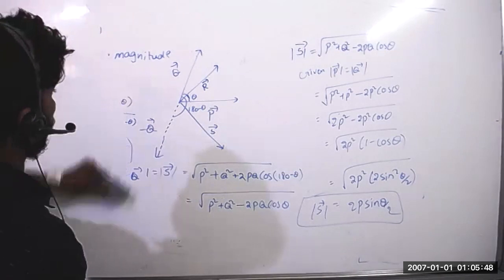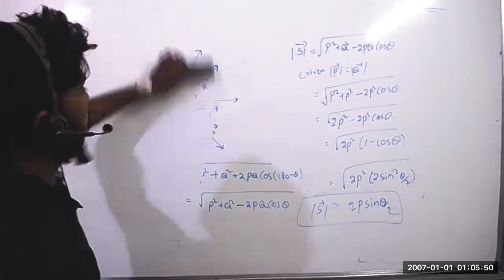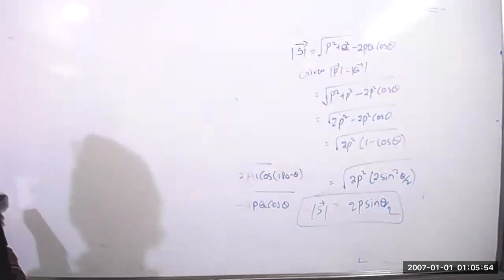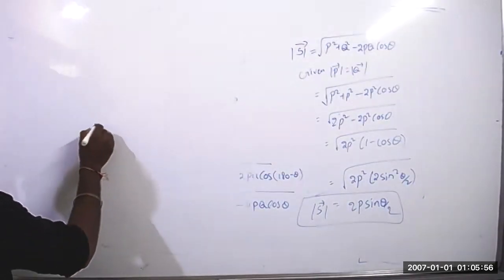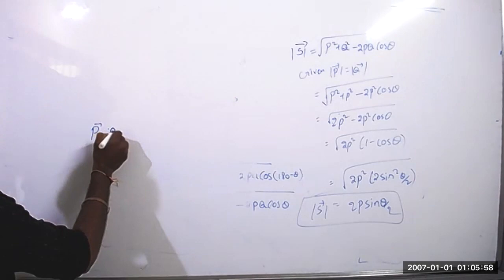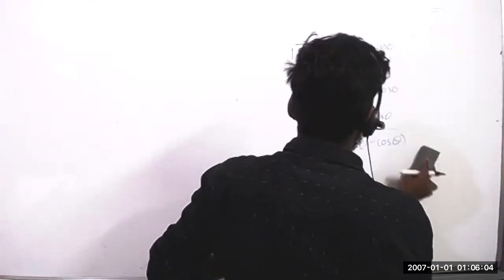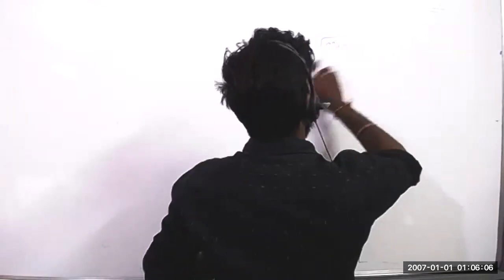Sir, is there P bar into Q bar and P bar by Q bar? Yeah, it is the dot product and cross product. After completion of this topic, next topic is that only. I will tell you each and every point. Slowly you have to write down and try to understand.